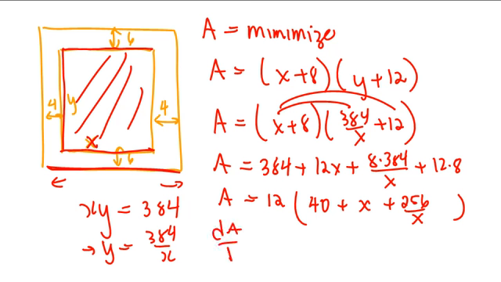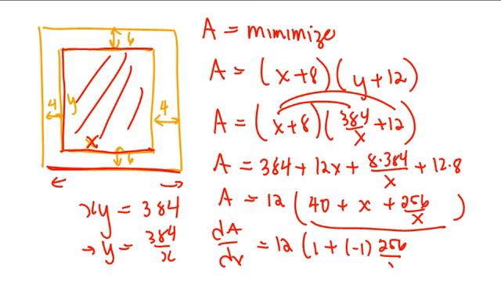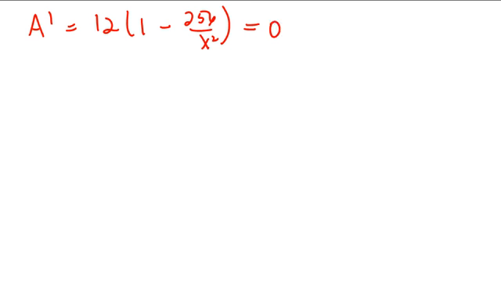Now taking the derivative, dA by dx is 12 times the derivative of the inside here, which is 1, plus, if you imagine 256 as x to the negative 1, it's negative 256 over x squared. And I've run out of room here, so I'm going to move on to the next page. So I've got A prime is 12 times 1 minus 256 over x squared, and I have to figure out the critical points, so where it's equal to 0 or where it does not exist.